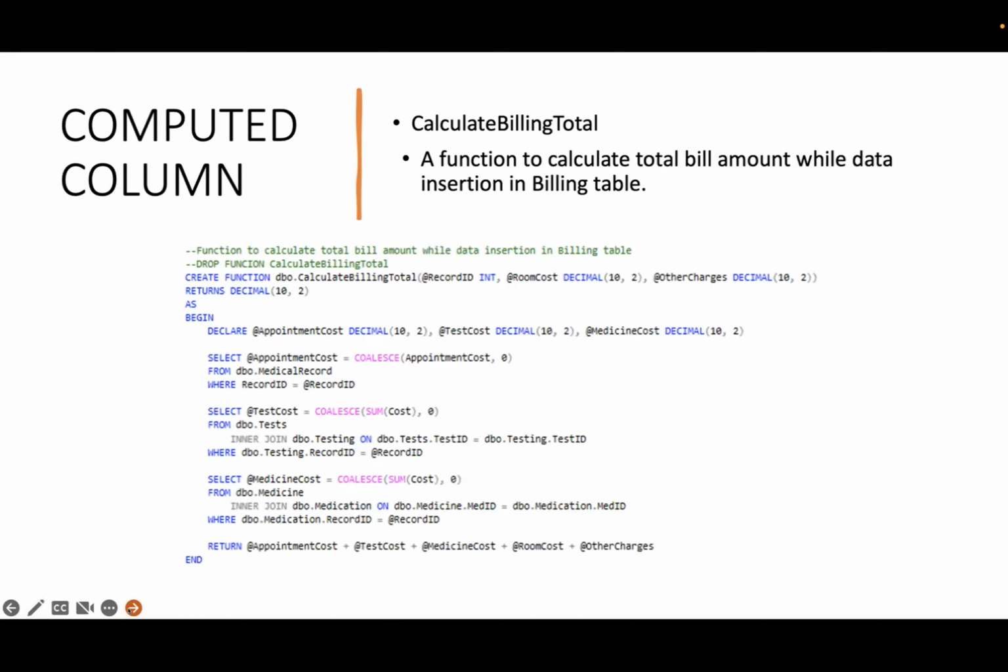The second column that we are computing is the total billing amount. We are taking in room costs and other charges for a particular record, and based on that record, we are getting the appointment cost, the total cost, and the medicines cost, and we are returning that in a new column called billing total.